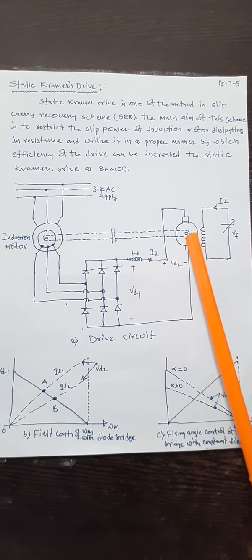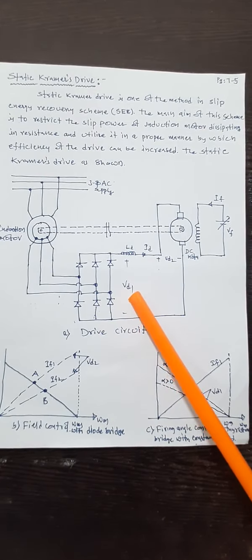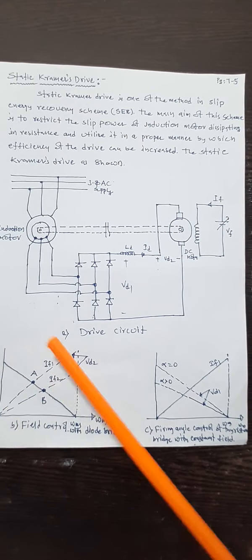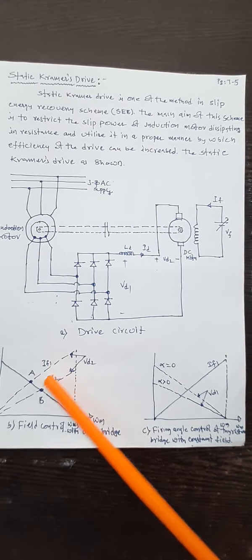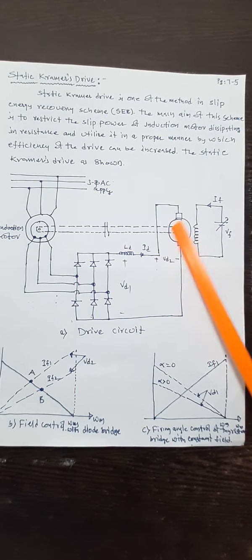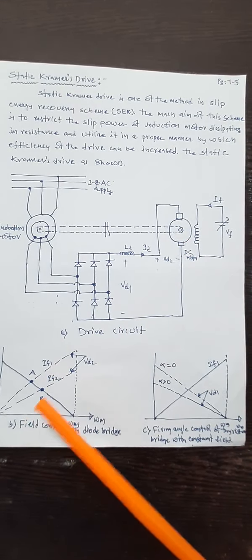For different values of field current, see the characteristics. This is the field control with the diode bridge. Whenever you use a diode bridge here, it is an uncontrolled bridge, so it has only one voltage, that is Ed1. For different values of field current, you get different speeds, that is, speeds above the rated speed. So the field control method is always used for above rated speeds.